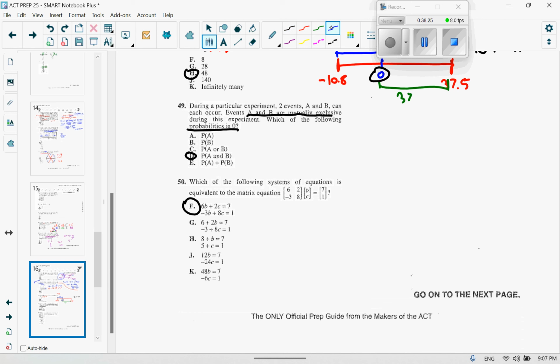This is just talking about matrices. So these two would have the first variable, because theoretically you can multiply this out. So this is going to be 6b and negative 3b. These two are going to have the second variable, so 2c and 8c. Because they're both positive, I'm going to keep them positive with a plus sign. And then I would get 7 and 1, because that's the answer matrix right there.